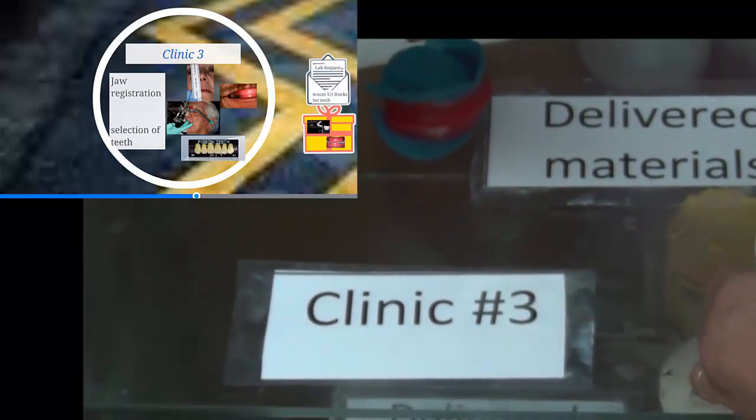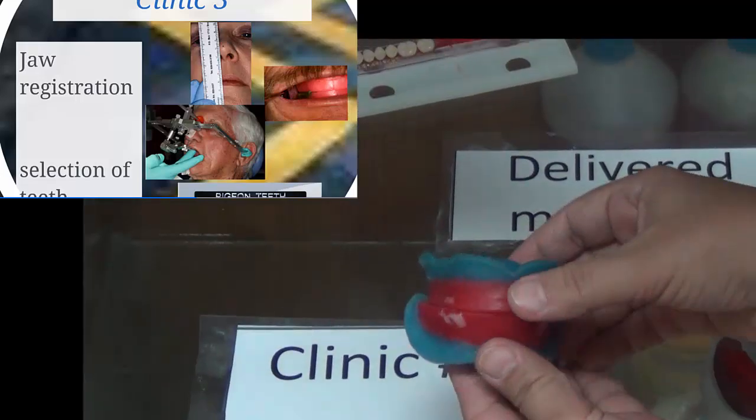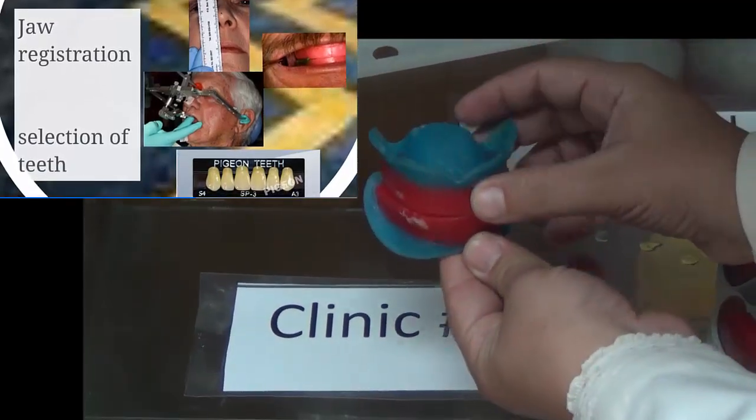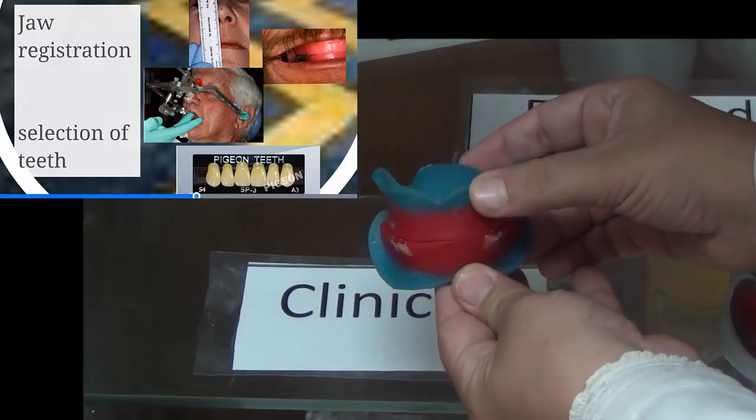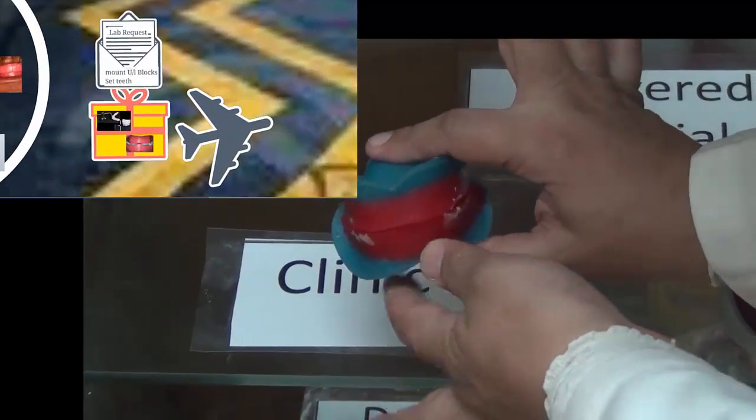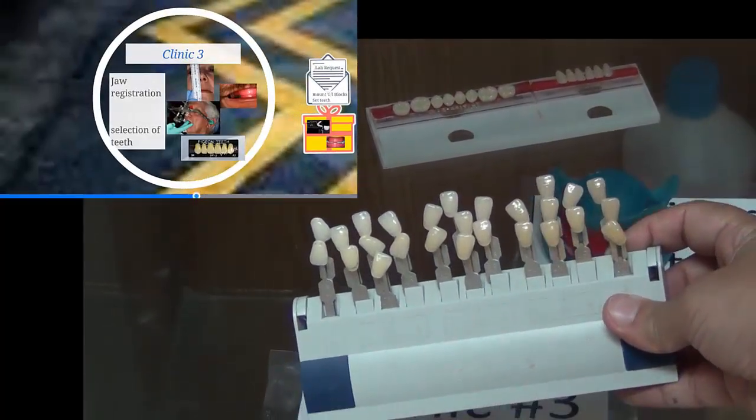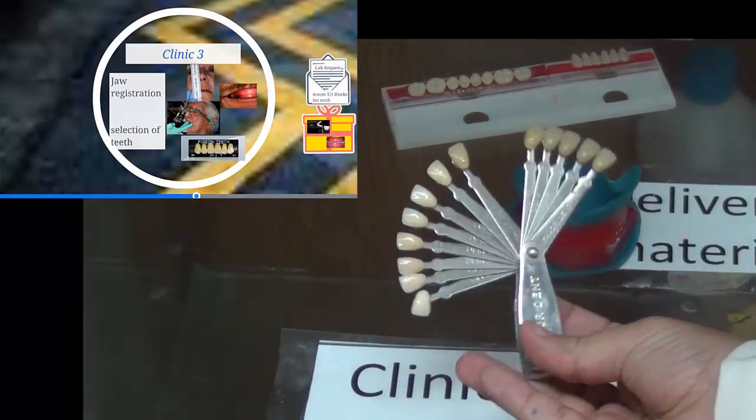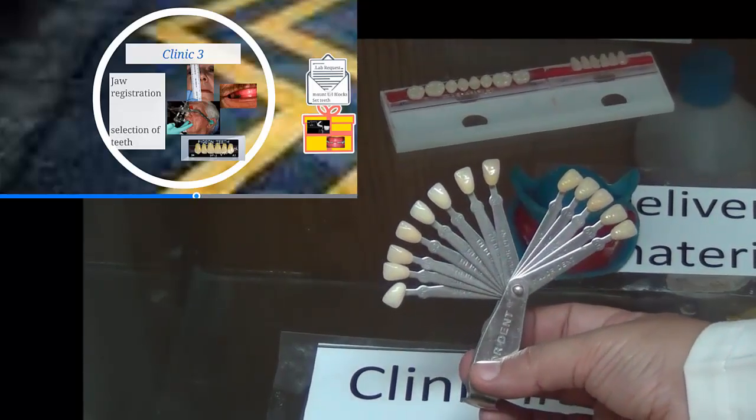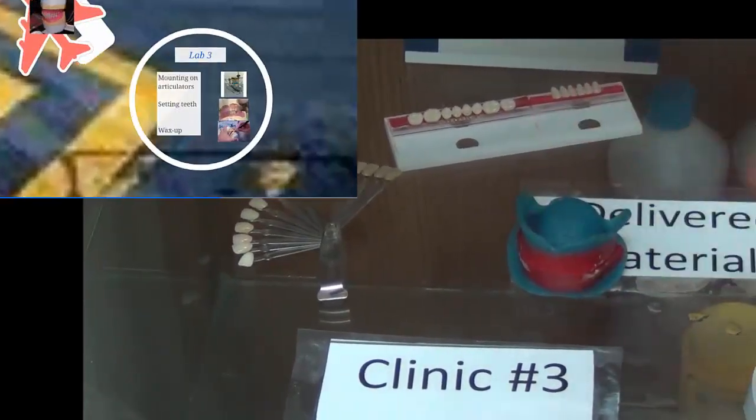What does the clinician do in clinic number 3? The dentist puts these inside the patient's mouth and tries to work them and adjust them until they bite and register the bite of the patient. They fix them together and send them to the lab. Also, the dentist takes the shade of the patient, so we will know the best shade of the teeth for the patient. So the dentist takes the shade and takes the bite and sends it to the lab.